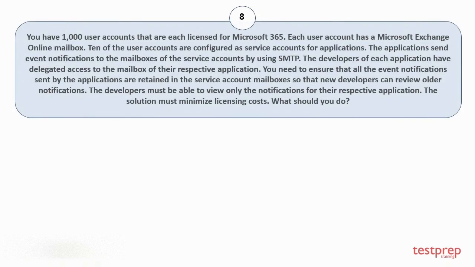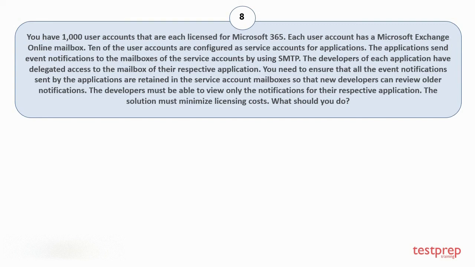Question number 8. You have 1,000 user accounts that are each licensed for Microsoft 365. Each user account has a Microsoft Exchange Online mailbox. 10 of the user accounts are configured as service accounts for applications. The applications send event notifications to the mailboxes of the service accounts by using SMTP. The developers of each application have delegated access to the mailbox of their respective application.